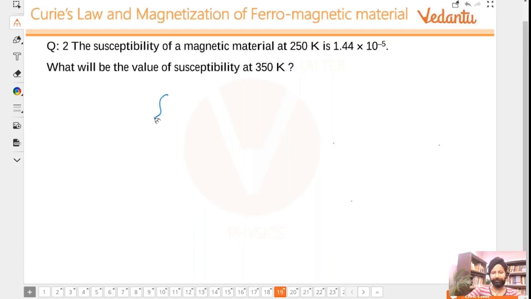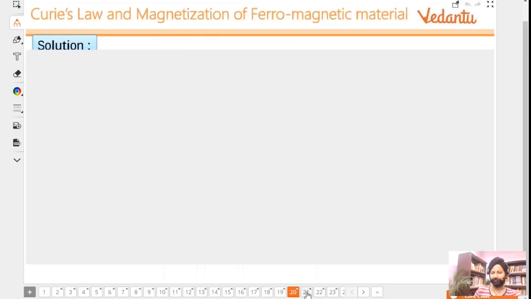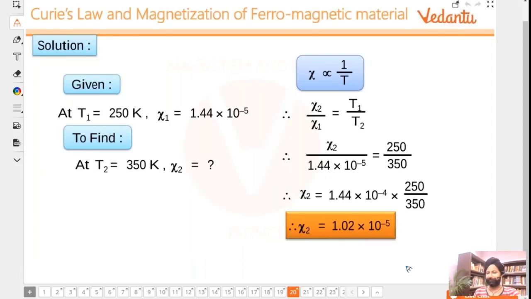Right? Same thing as before. So susceptibility 2 by susceptibility 1 is equal to temperature 1 by temperature 2, T1 by T2. That's all. So I'll just show you the screen. You can take a screenshot of this. Same thing, you just have to plug in the values. Yeah, Abhinya, thank you for that.